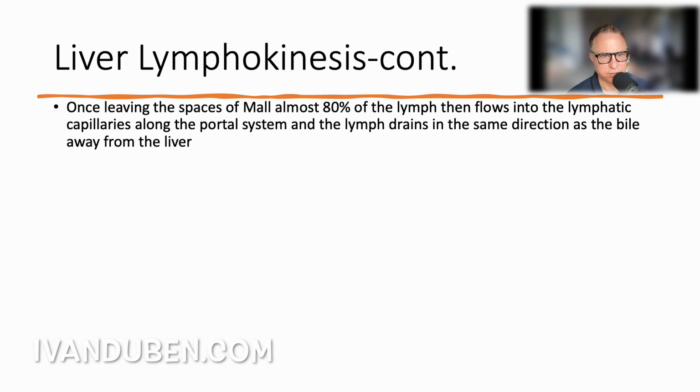Once leaving the spaces of Mall, almost 80% of the lymph then flows into the lymphatic capillaries along the portal system, and the lymph drains in the same direction as the bile away from the liver.